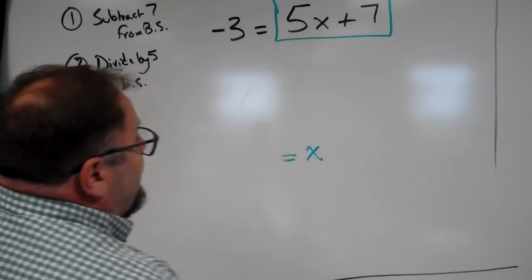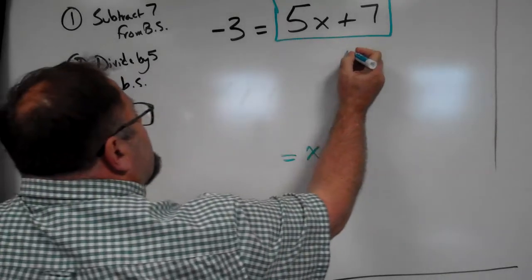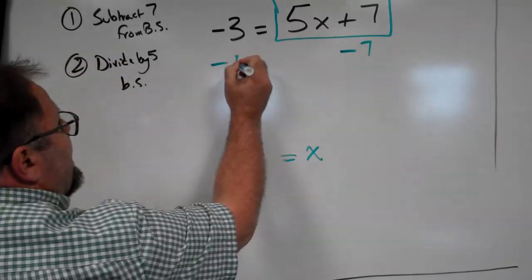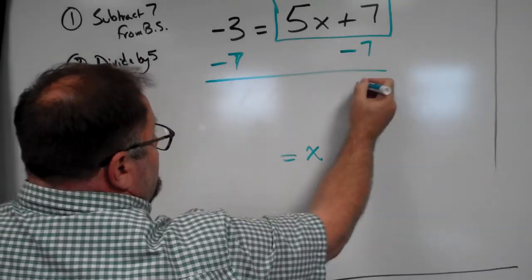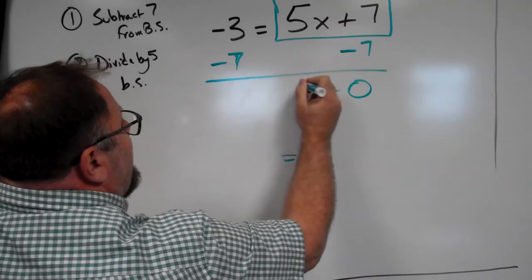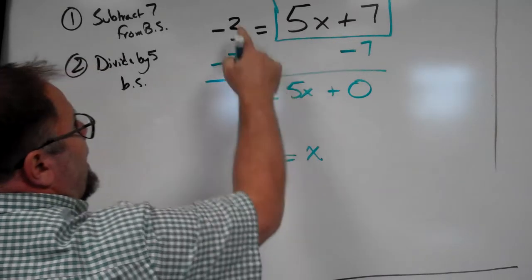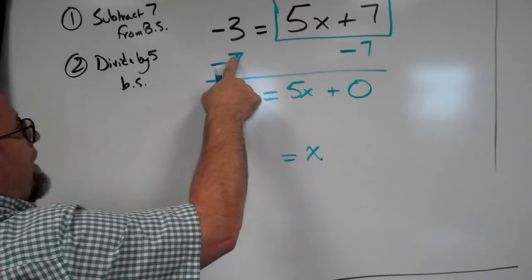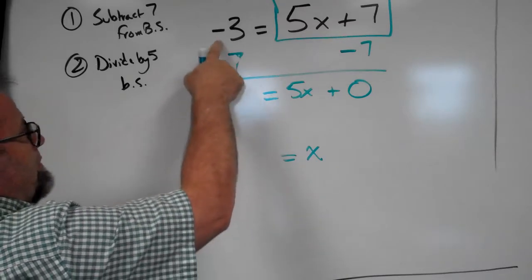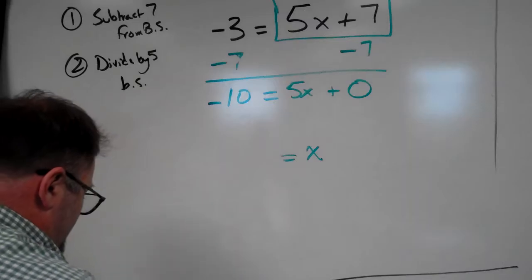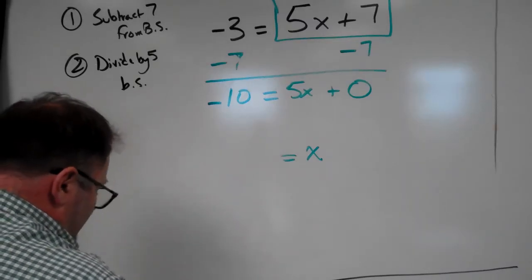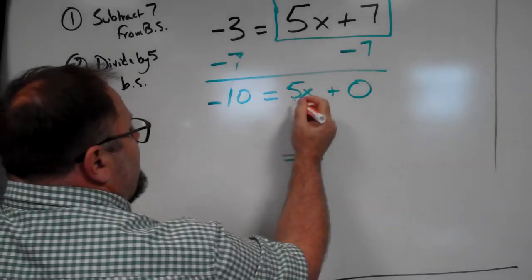So let's do the math then. Now we're into the math. So I've got a negative 7 here and a negative 7 here, giving me 0, and 5x. And negative 3 and negative 7, that's a party, as we say, so the same signs gives us the same sign of the answer. That's negative 10.